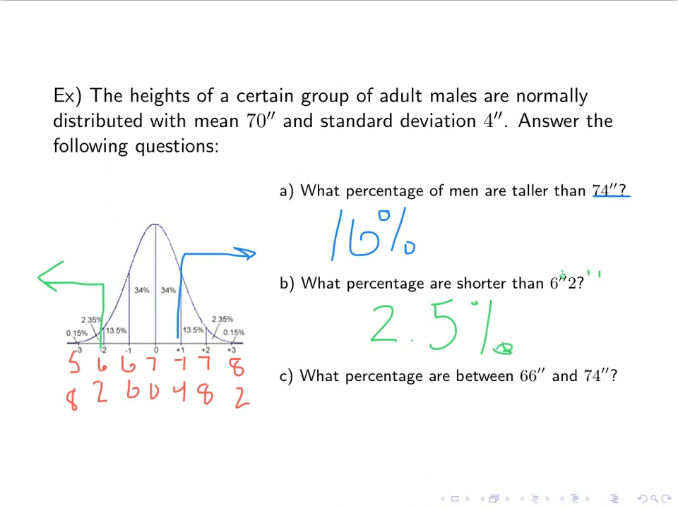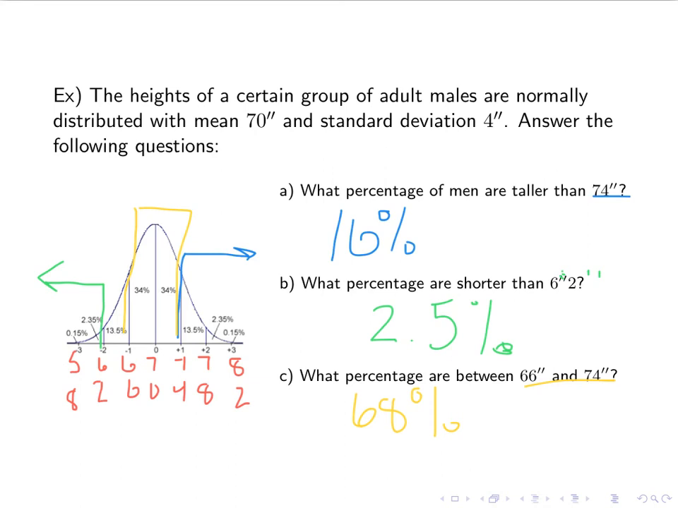And then for my last question, I'll go to yellow. What percentage are between 66 and 74? So 66 to 74. So that's the middle 2. 34 plus 34 gives me 68.